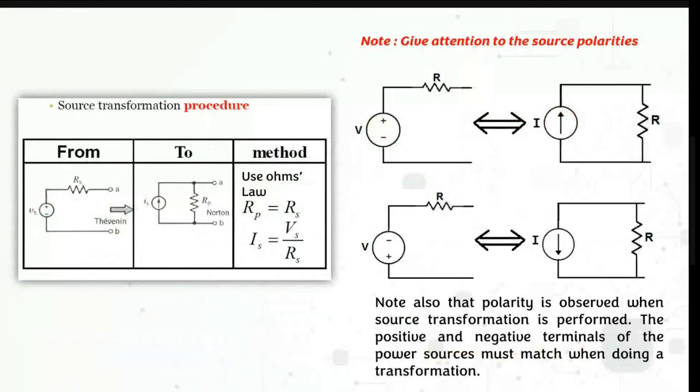All right, so this is the procedure, using just Ohm's law. As I said before, you need to give attention to the source polarities. If you have positive, negative here, that means your current goes this way. If you have negative, positive here, you have the current going this way. You also need to note these polarities, or else you're going to get the wrong answer for your question. Do you understand? This is the important note that you need to know before you transform your circuit.